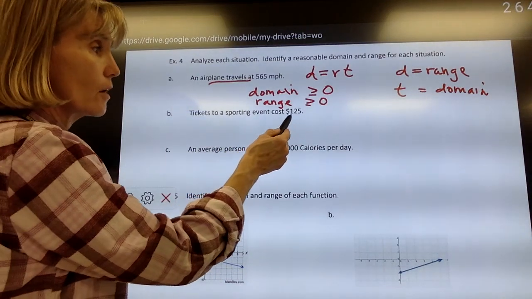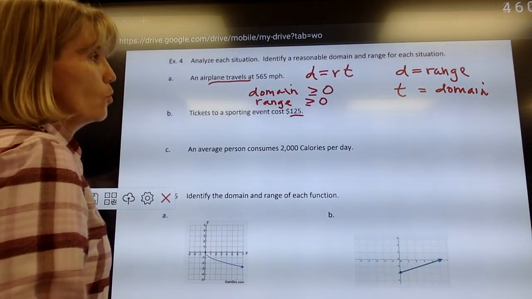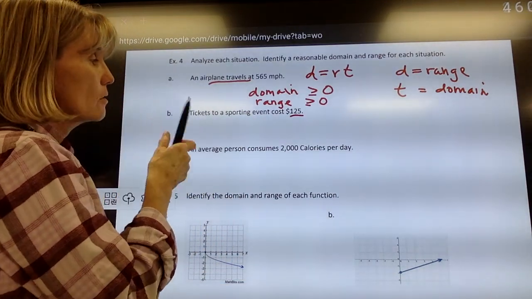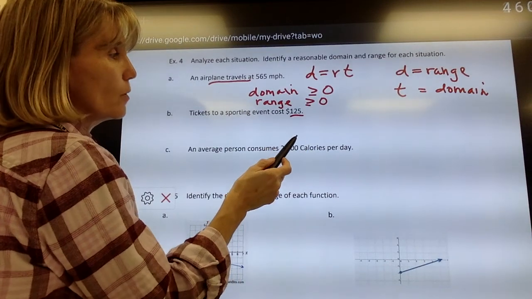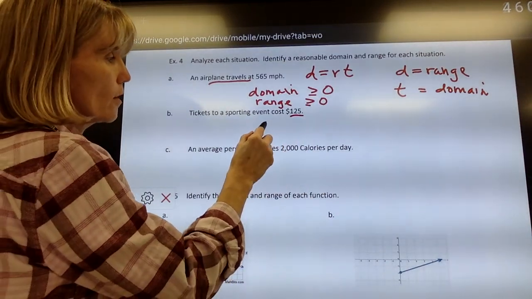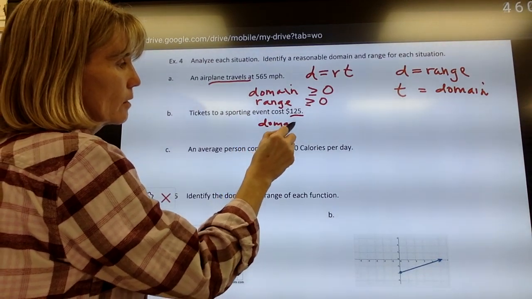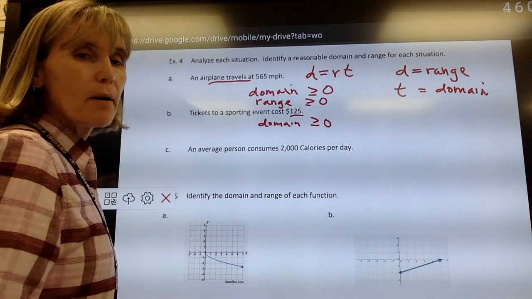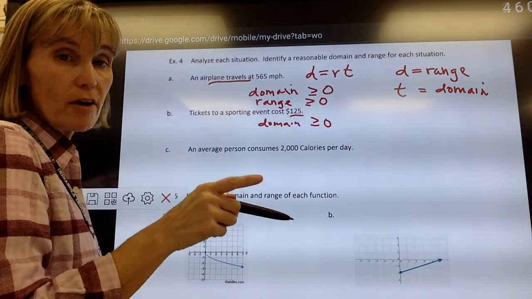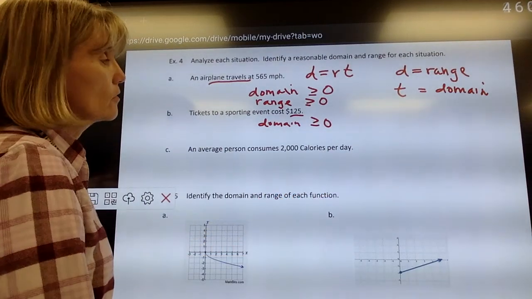Tickets to a sporting event cost $125. So what's my range here? And my domain? My domain would probably be the number of tickets that I'm buying. So I would say domain, again, greater than or equal to 0. I can't buy -2 tickets, but I don't have to buy a ticket, so it could be 0. But when I start buying tickets, it's going to be greater than 0.